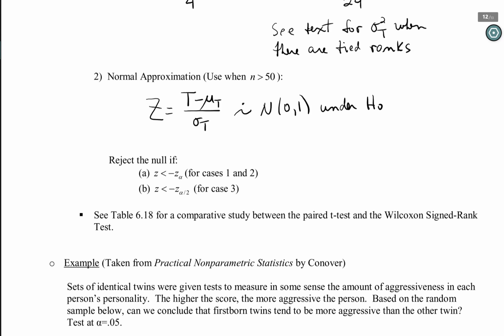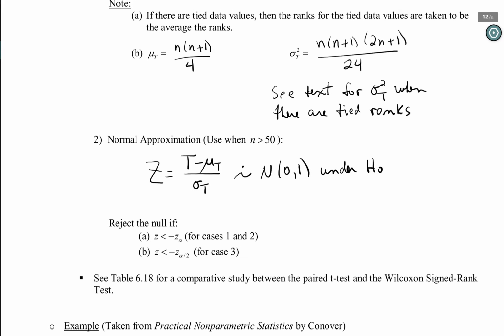The way I think about making a decision is for hypotheses 1 and 2 on the previous page, I'm going to reject the null if Z is less than negative Z naught, and for the two-tailed case 3 there, reject the null if Z is less than negative Z sub alpha over 2.